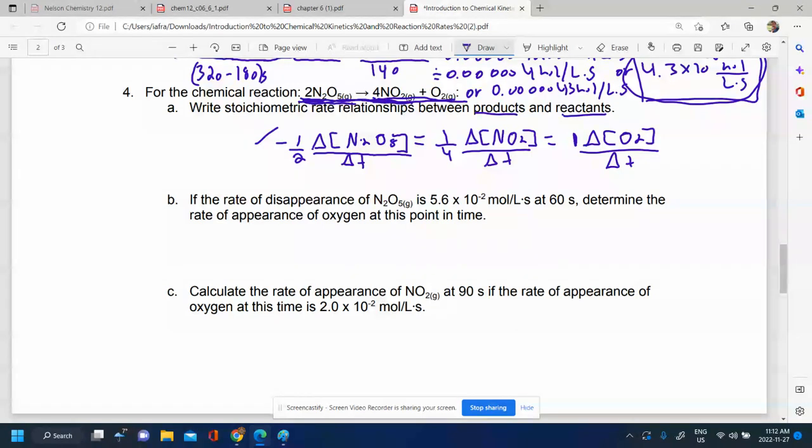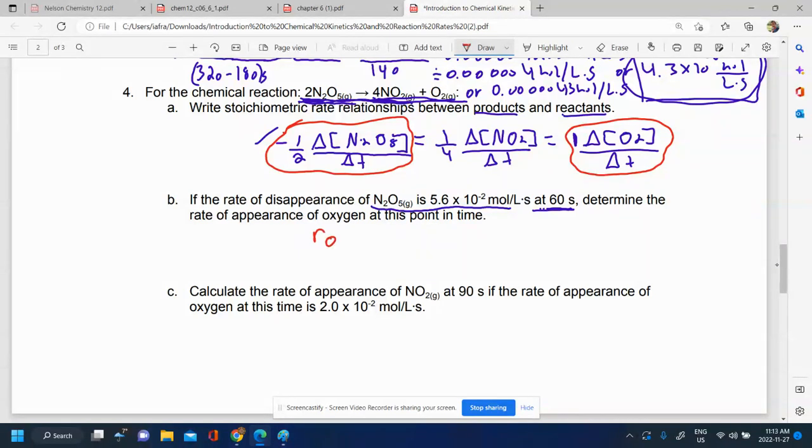So now our next question in part B is if the rate of disappearance of N2O5 is this at 60 seconds, so it's an instantaneous rate, determine the rate of appearance of oxygen at this point in time. So we want to find what the rate of appearance of oxygen is at that point in time. So here's what we know. We are going to be comparing the N2O5 to the oxygen.